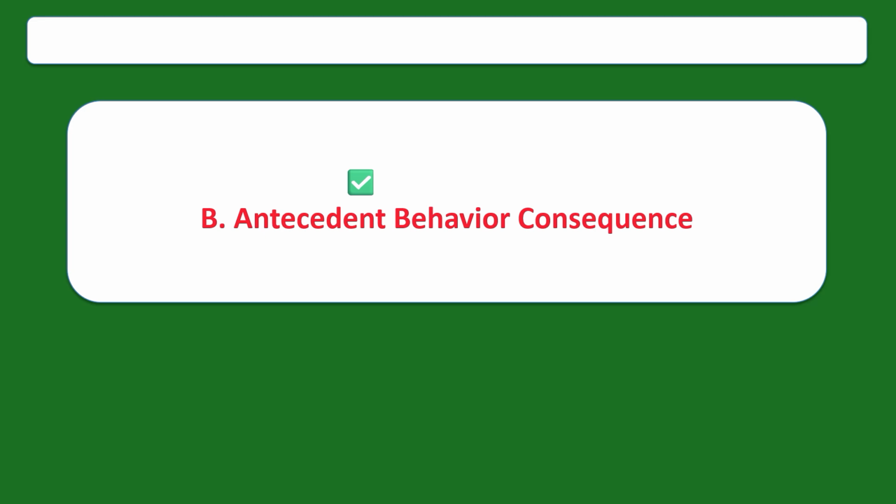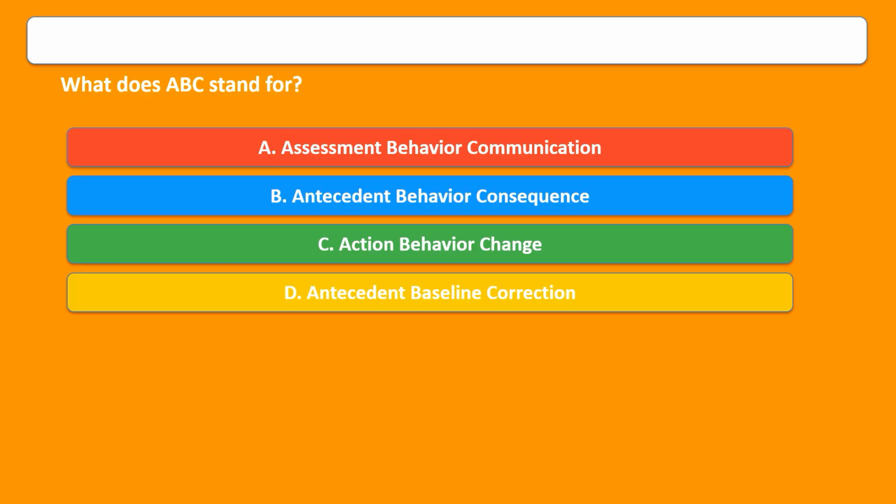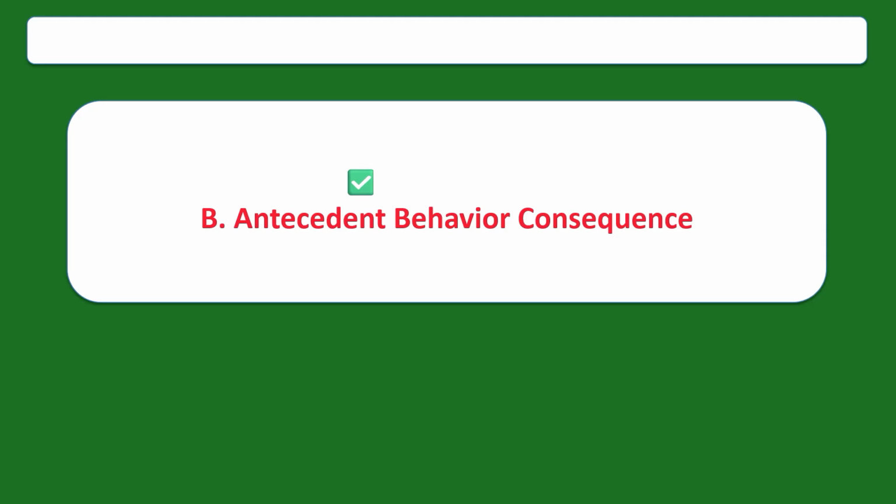Question 6. What does ABC stand for? A. Assessment Behavior Communication. B. Antecedent Behavior Consequence. C. Action Behavior Change. D. Antecedent Baseline Correction. Pause. Answer. The correct answer is B. Antecedent Behavior Consequence. Always collect ABC data accurately during therapy sessions.